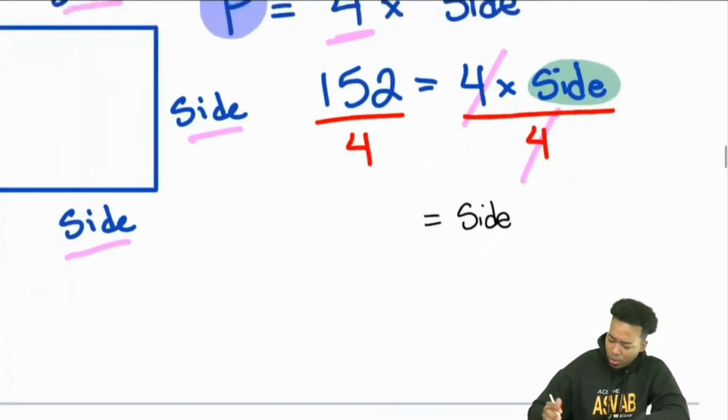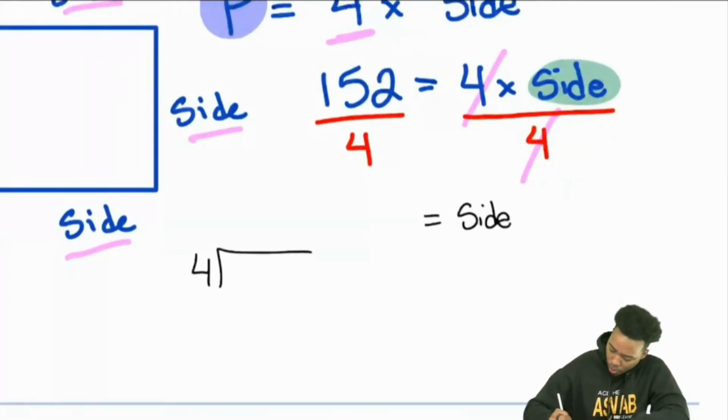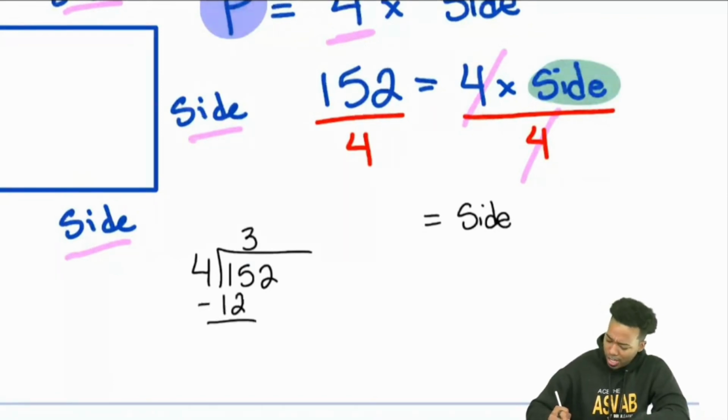And if you need to go ahead and do some long division, totally fine. We have 4 going into 152. 4 can't go into 1, so 4 into 15, that's going to be 3 times. 3 times 4, that's going to be 12. So we're just setting up our long division here.